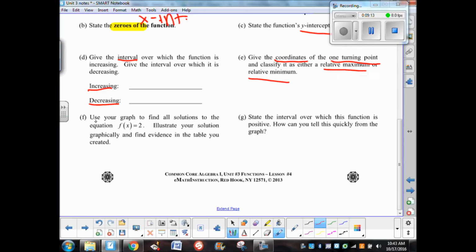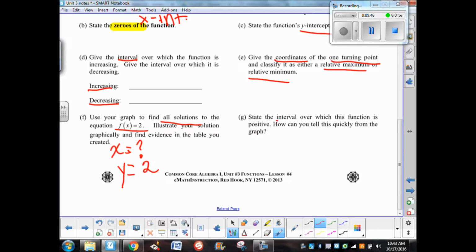And then it says, use your graph to find all solutions to the equation f of x equals 2. So you're looking for all x values where y is 2, where f of x is 2. You're looking for all inputs that give you an output of 2. It says illustrate your solution graphically and find evidence on your table. So you're looking for it on your graph and then marking it on your table as well.